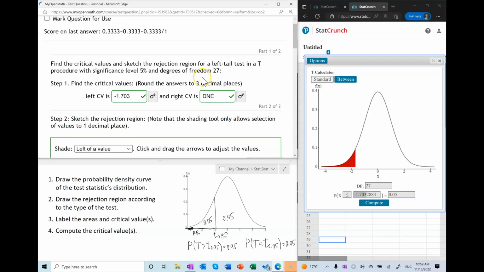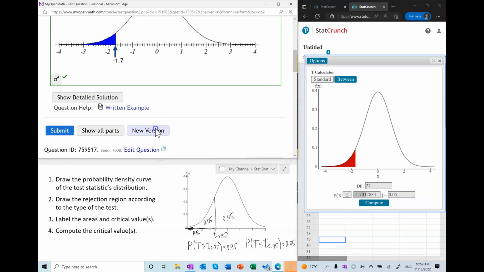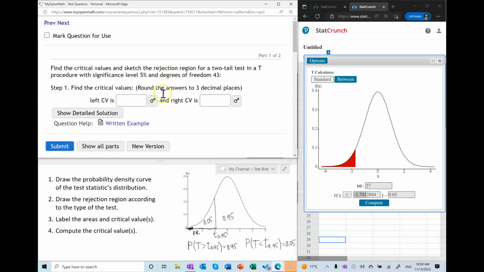And we're ready to move on. Hopefully the next problem is a two-tail procedure. Yep, there you go. In a two-tail procedure, we're going to use exactly the same steps. And I'm going to keep the same sketch of some generic t-curve, and we're going to draw the rejection region according to the type of the test.